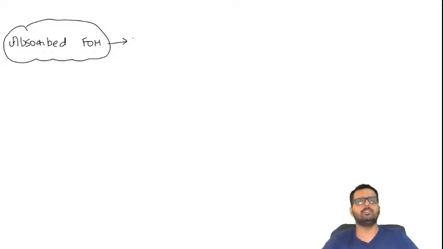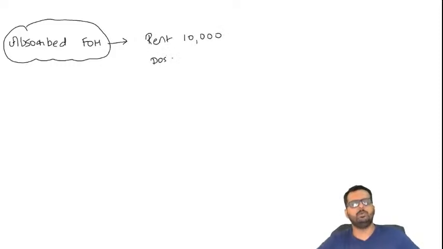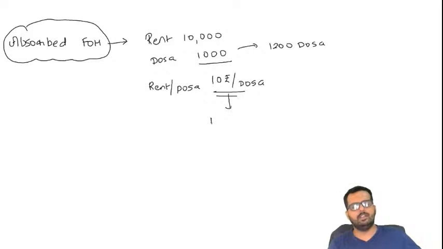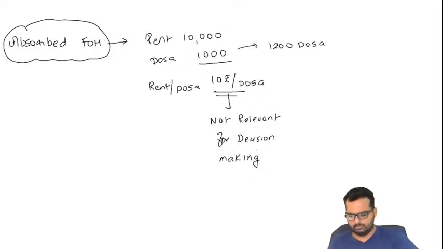We learned in the chapter of activity based costing also, labor hours is not a good base. For example, I am paying a rent of 10,000 rupees. I am producing 1000 dosas. What is the rent per dosa that I get over here? 10 rupees per dosa. This 10 rupees per dosa is not relevant at all because tomorrow I might end up making 1200 dosas. Now tell me what is 1200 into 10? That turns out to be 12 rupees. This is not relevant for decision making. Can you write this down in your books now?